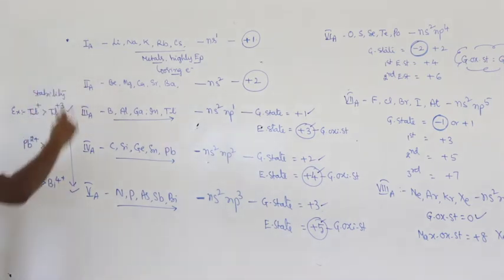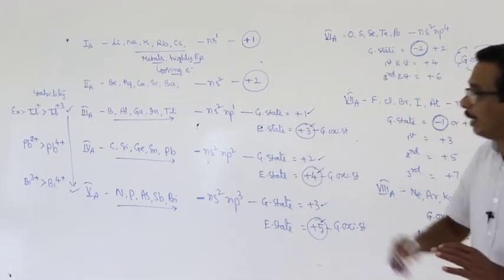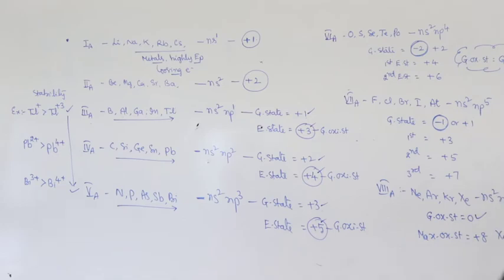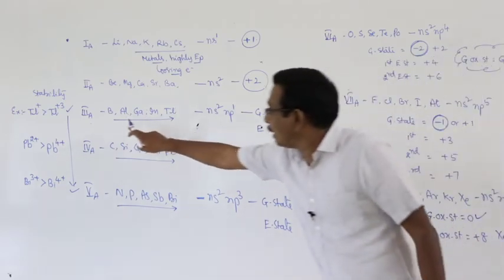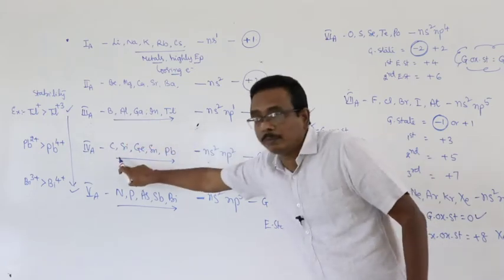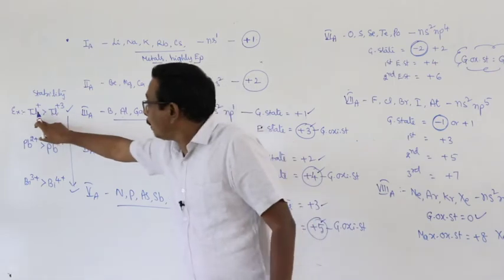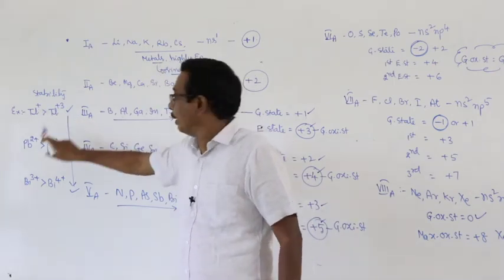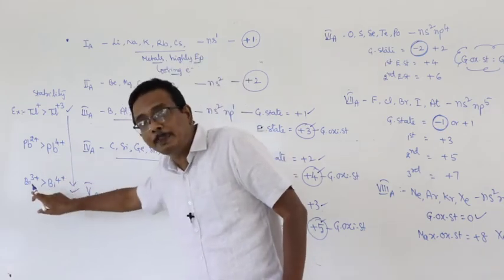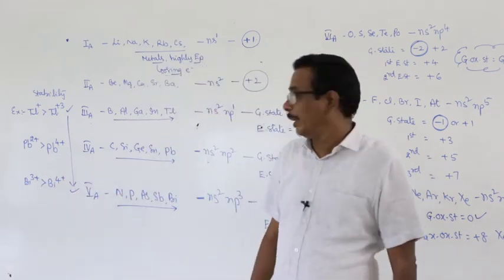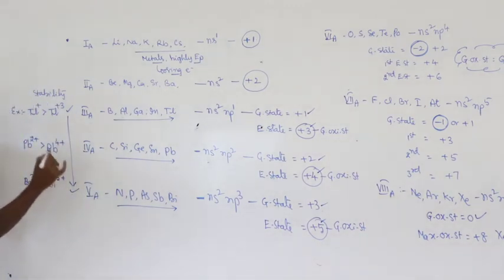I am repeating once again. From 3rd group to 5th group elements, the stability of the lower oxidation states gradually increases from top to bottom. Example, Tl+ is more stable than Tl3+. Pb2+ is more stable than Pb4+. Bi3+ is more stable than Bi5+, not 4+, 5+.